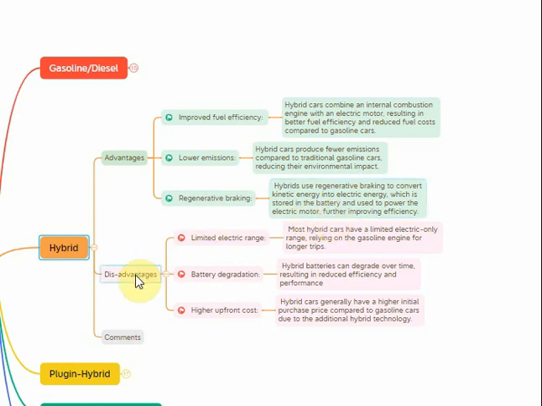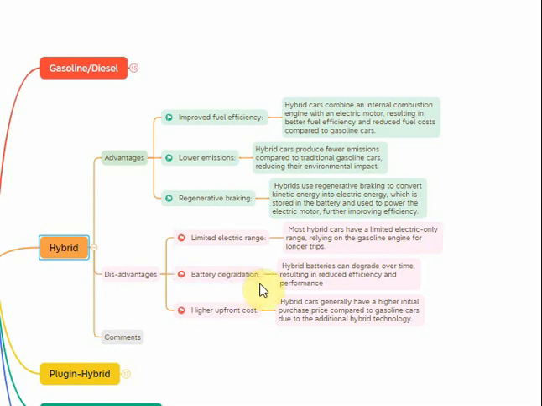The disadvantages: the first one is limited electric range. Most hybrid vehicles have a limited electric-only range, so that means it's still driving mostly by the internal combustion engine. For longer trips especially, the contribution from the electric engine is quite limited, and this is optimized or desired by the vehicle itself. So depending on your driving style, the electrical contribution could be very limited.